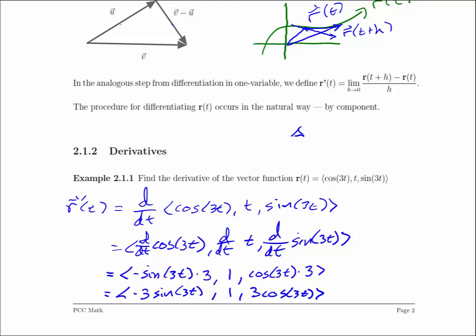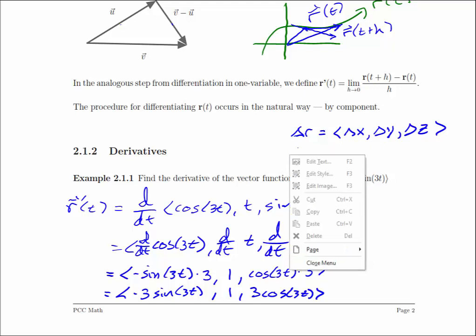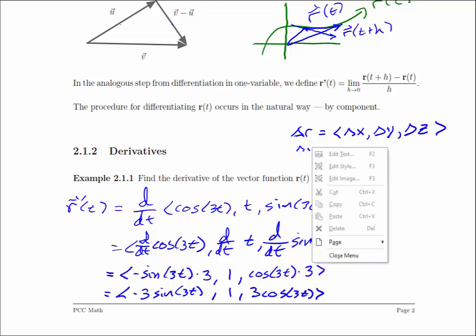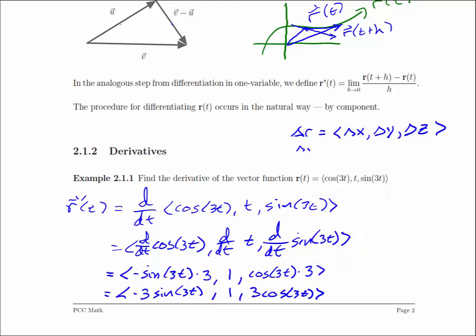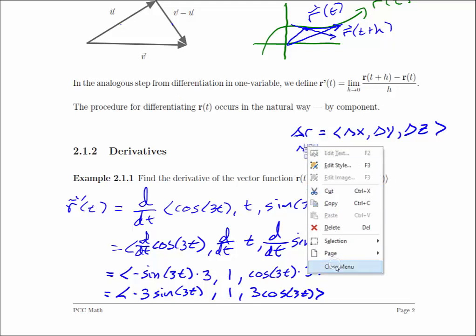Say I have a change in r, and I recognize that this equals the change in x, the change in y, and the change in z, right? If we're going to change r, then our x value, our y value, and our z value are all changing, so we can assign some change in all of those. So then our change in r.